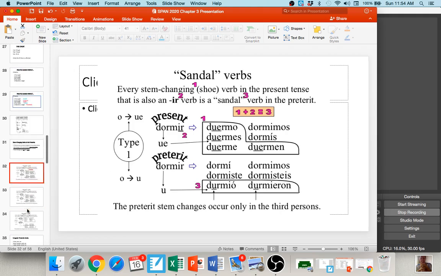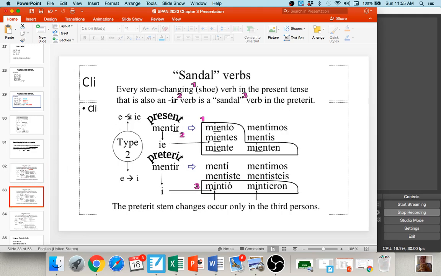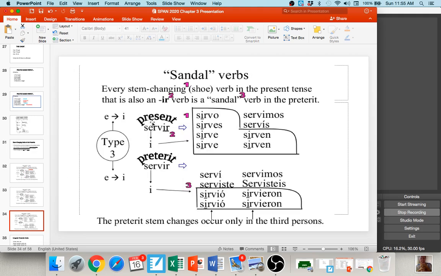Again, IR verbs that have a stem change in the present tense are still going to stem change in the preterite, but they're only going to change in the sandal. Verbs that change from O to UE change only from O to U in the sandal. Verbs that change from E to IE in the present tense will only change from E to I in the sandal. And verbs that change from E to I in the present will still change only from E to I in the preterite, but again only in the sandal.